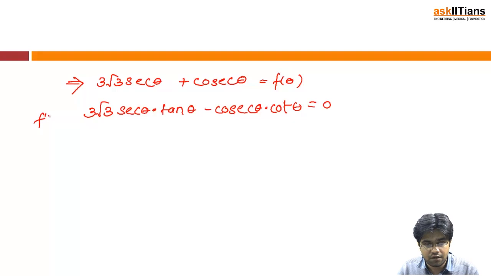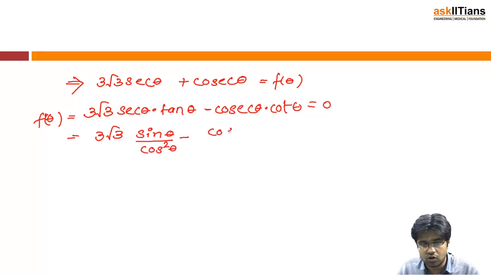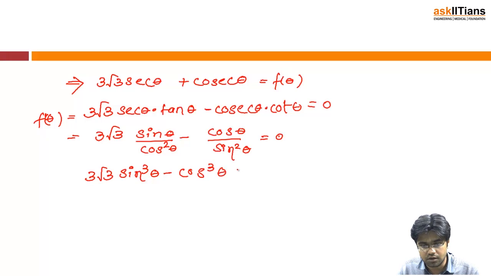So this is f dash theta. Let's differentiate it. First of all, let's simplify this expression. This expression is actually 3 root 3 sin theta divided by cos square theta minus cos theta divided by sin square theta is equal to 0. So this expression is actually 3 root 3 sin cube theta minus cos cube theta is equal to 0. This is f dash theta.